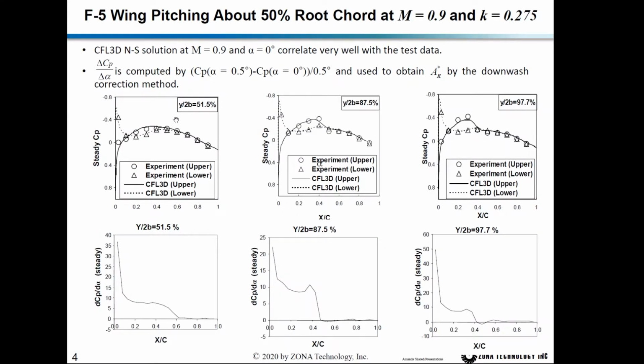The first test case is the F5 wing in pitch mode, about 50% root chord at Mach number 0.9 and reduced frequency 0.275. First, we look at the steady CP computed by the CFL3D Navier-Stokes solver. You can see the CFL3D steady Navier-Stokes solver did a very good job. Then we use finite difference to compute the dCP by d alpha. And this is dCP by d alpha for the steady flow. We inject this dCP by d alpha into Z tau to calculate the unsteady pressure.